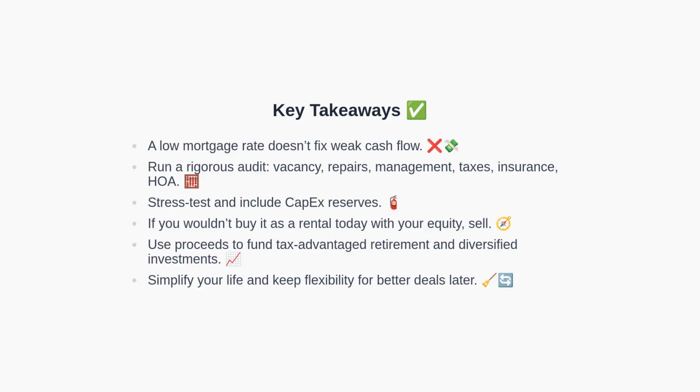These are the key takeaways. A low mortgage rate does not compensate for weak cash flow. Run a rigorous audit that includes vacancy, repairs, management, taxes, insurance, and HOA costs. Stress test your numbers and include capital expenditure reserves. If you would not buy the property today as a rental with your equity, then selling is likely the better option. Use proceeds to fund tax-advantaged retirement accounts and diversified investments. Simplifying your finances preserves flexibility for better opportunities later.